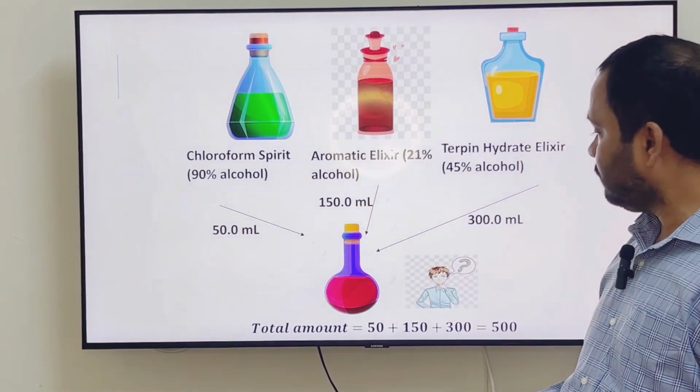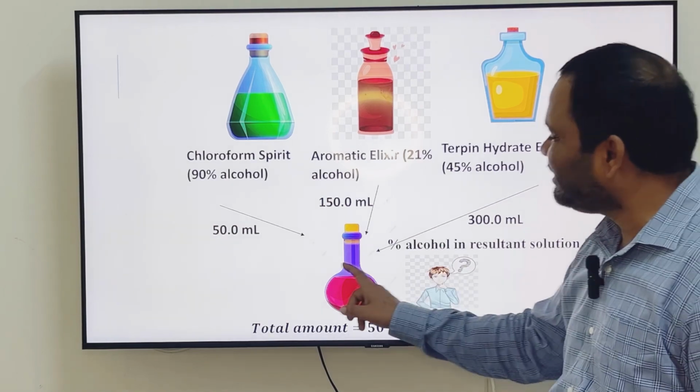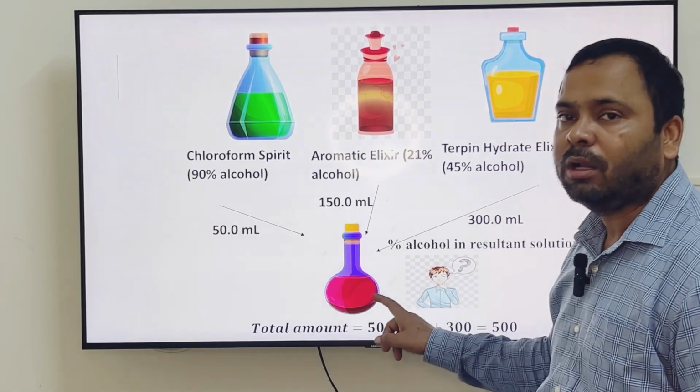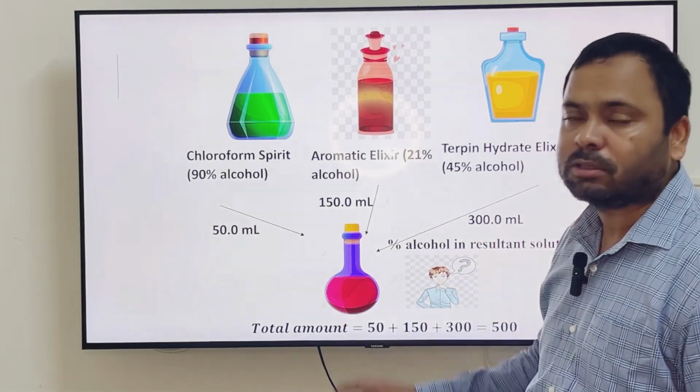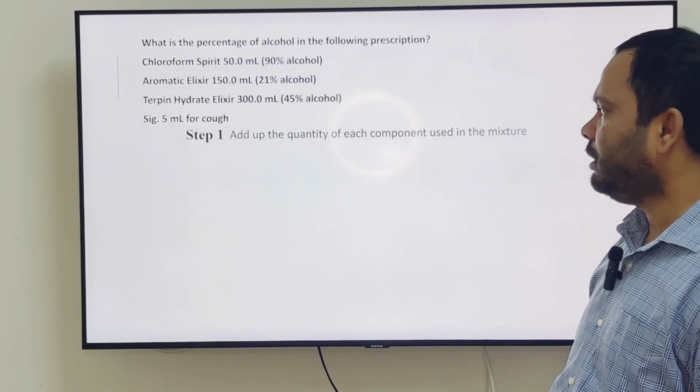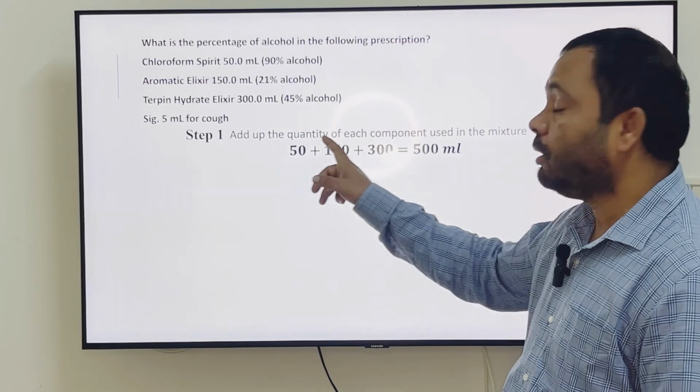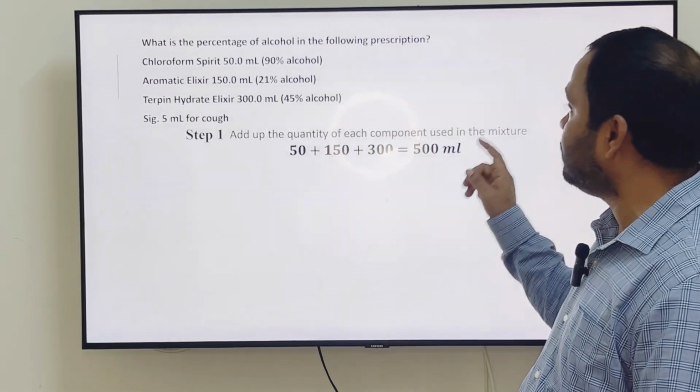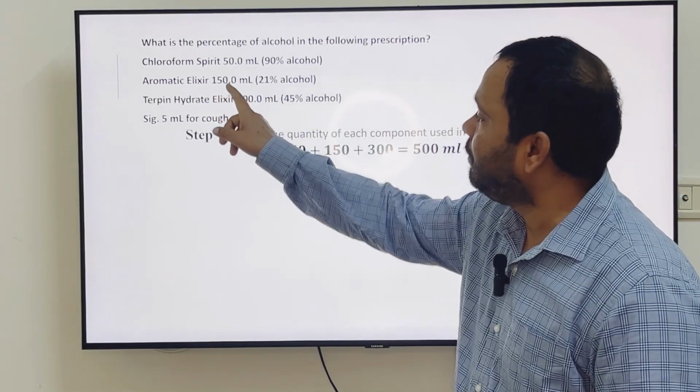Now I have to calculate the percentage of alcohol of this resultant solution. So now step 1: add up the quantity of each component used in the mixture. So the volumes are 50, 150 and 300 ml.